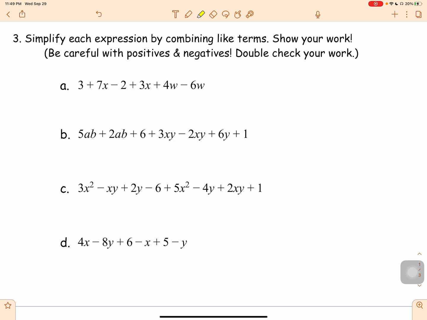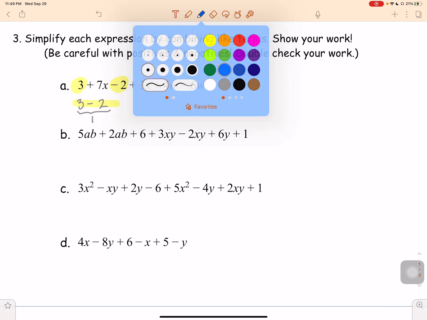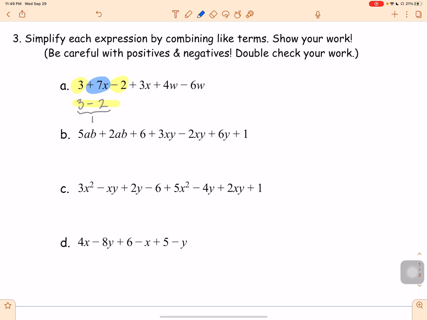So first I'll just start off with the first part is 3. I see this 3 does not have a variable. So I also see that negative 2 does not have a variable. So I'm just going to rewrite those here. So 3 minus 2, and that is going to equal 1. Okay, so I took care of those. Now I see 7x, and then I see a positive 3x. So this is going to be positive 7x plus 3x, which gives me plus 10x.